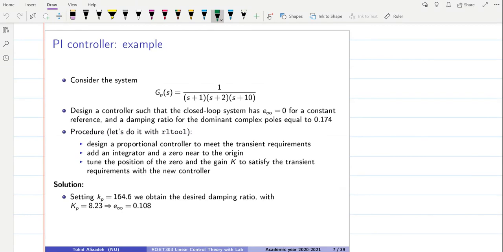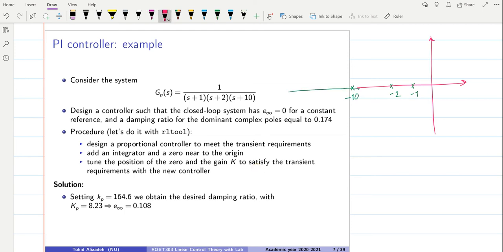Hello everyone. In this video we are going to discuss an example of designing a PI controller. Here we have the system given in the form of a transfer function GP of s, which is equal to 1 over (s plus 1) times (s plus 2) times (s plus 10). So basically our open loop transfer function has three poles at -1, -2, and -10.